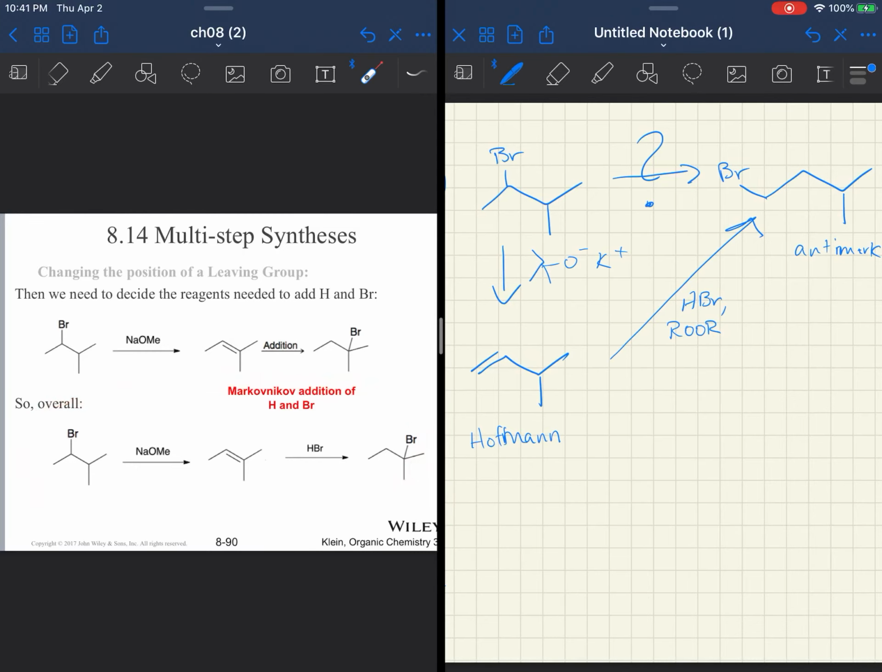This is really useful because it allows you to bring in all sorts of different functional groups. All right, so this is just what we just did. Instead of sodium hydroxide, Klein used sodium methoxide. That's totally fine. This brings up a very good point.